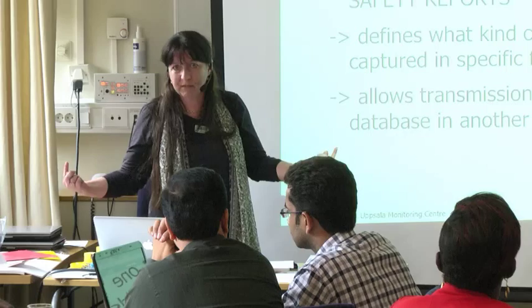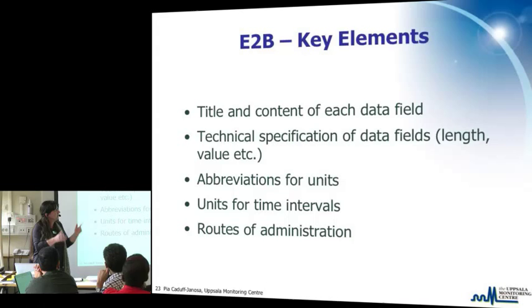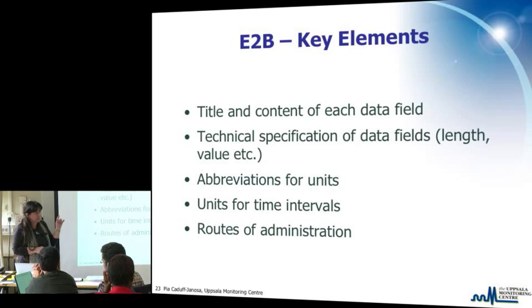Okay. What are key elements in this E2B guideline? The guideline defines the title and the content of each field. And it has technical specifications on the data field. So how long a field can be, what values can be entered there. It defines the abbreviations for the units. So you cannot use whatever unit you want, but if you want to communicate with other databases, you will have to stick to those. Also units for time intervals, routes of administration, and lots of other things.